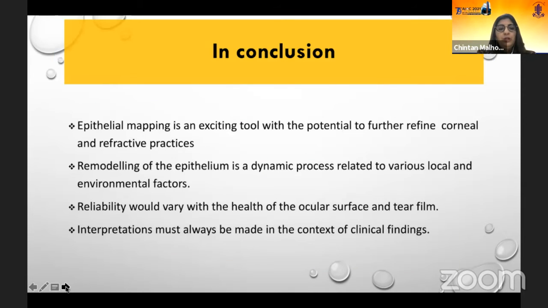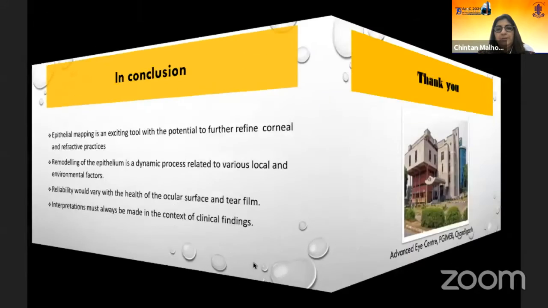So to conclude, epithelial mapping is an exciting tool with the potential to further refine corneal and refractive practices. The remodeling of the epithelium is a dynamic process related to various local and environmental factors. The reliability would vary with the health of the ocular surface and tear film, but interpretations must always be made in the context of the clinical findings.